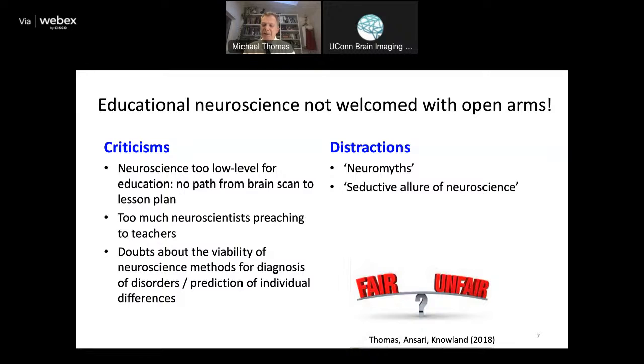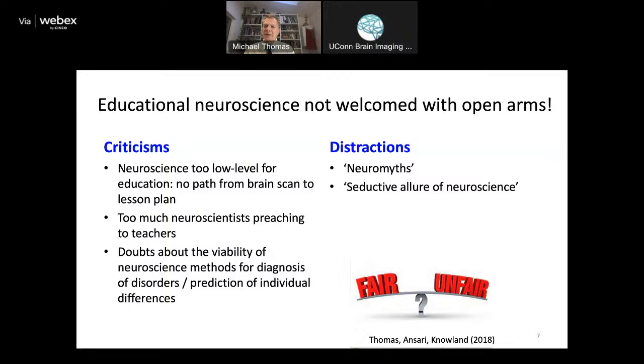Another distraction, something called the seductive allure of neuroscience. The idea that somehow neuroscience is a kind of framing effect, that if you suggest some new teaching method, but you illustrate it with brain images, people are much more likely to believe what you're talking about. So it's kind of all smoke and mirrors.